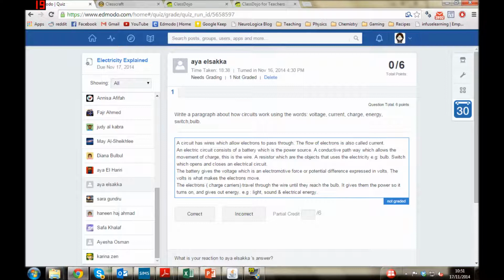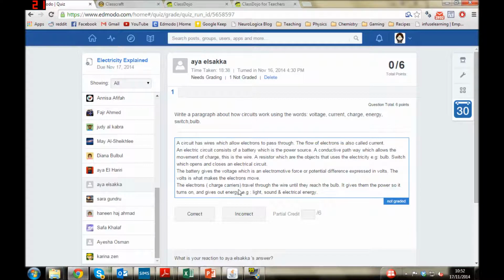Cool. The battery gives the voltage, which is an electromotive force, or potential difference expressed in volts. So we've got these key words in here. The battery provides the electromotive force, and we measure the potential difference between 2 points. The volt is what makes the electrons move. Yeah, they have that voltage. They have that energy so they can move.